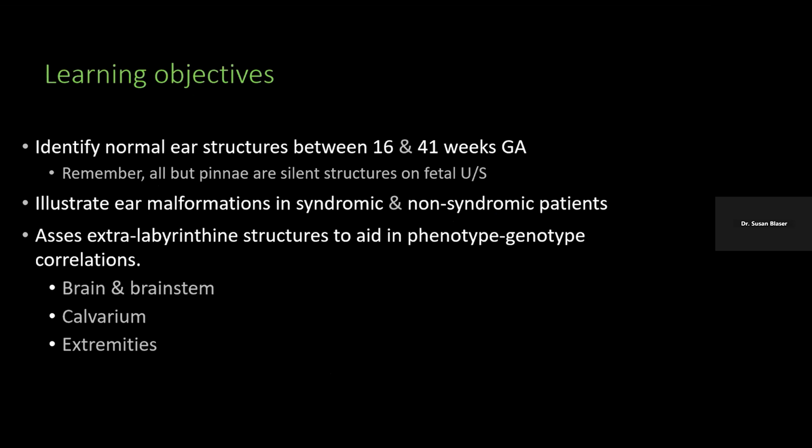for CNS abnormalities. I'm going to illustrate the ear malformations in syndromic and non-syndromic patients, not all of them, but some of these will be shown. There isn't time to show all of the different syndromes that are available. And we're going to look at some of the extra labyrinthine structures to aid in phenotype-genotype correlations. And those would be the brain and brainstem. And thank you for the prior talk, because now you understand what we're looking for: the calvarium and the extremities.